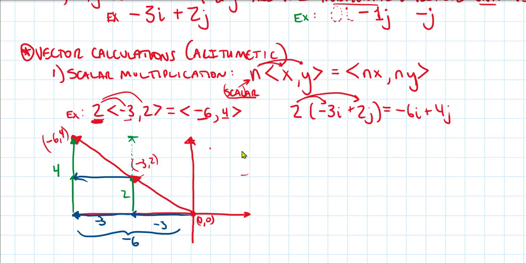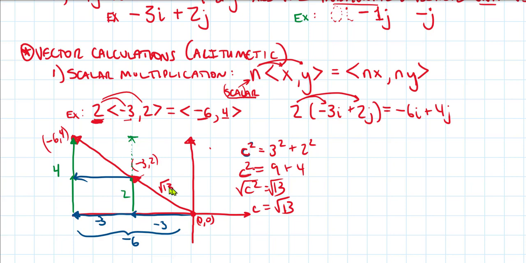In terms of magnitude, I do want to point out that the magnitude of that original vector by Pythagorean theorem would be, let me get back to red here. By Pythagorean theorem, that original vector would be c squared equals 3 squared plus 2 squared. Again, that's just sort of a and b, so a squared plus b squared. That means c squared would equal 9 plus 4. That means c squared would equal 13. That means c itself would equal root 13, just square root both sides there. So the original magnitude here was root 13.